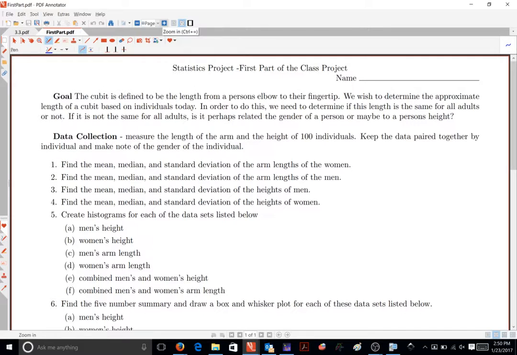What you're going to do, the goal is at the top of this. What we're trying to do is determine what a cubit is. Approximately, what is the length of a cubit? So we've measured a whole bunch of different arm lengths and the height of the individuals to determine if the cubit is related to the height of the individual or not.